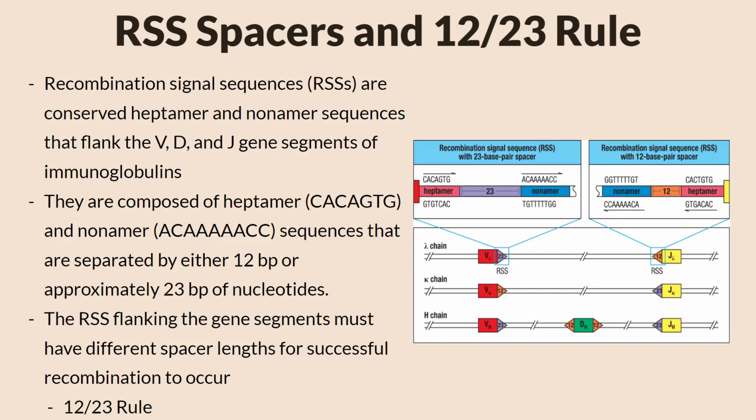What happens when the 12 and 23 are not compatible, when they're the same? It doesn't work. The recombination won't work. So evolutionarily, you need a new gene. And it's done through splicing. Is it still DNA? It's the recombinase complexes.